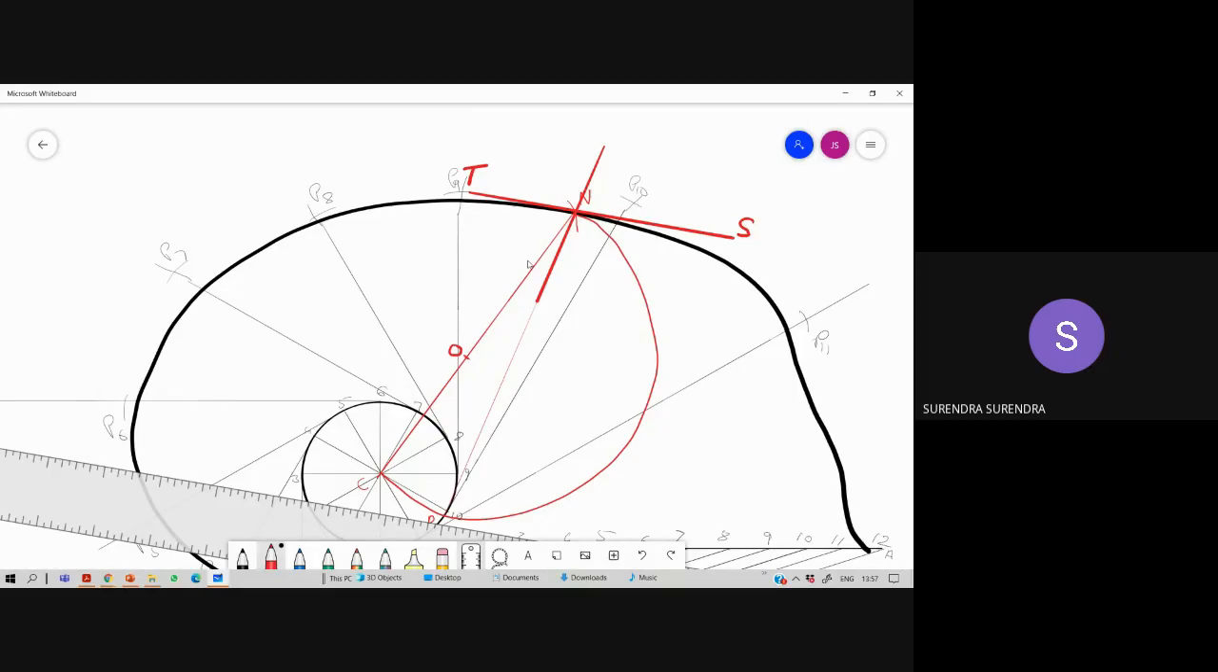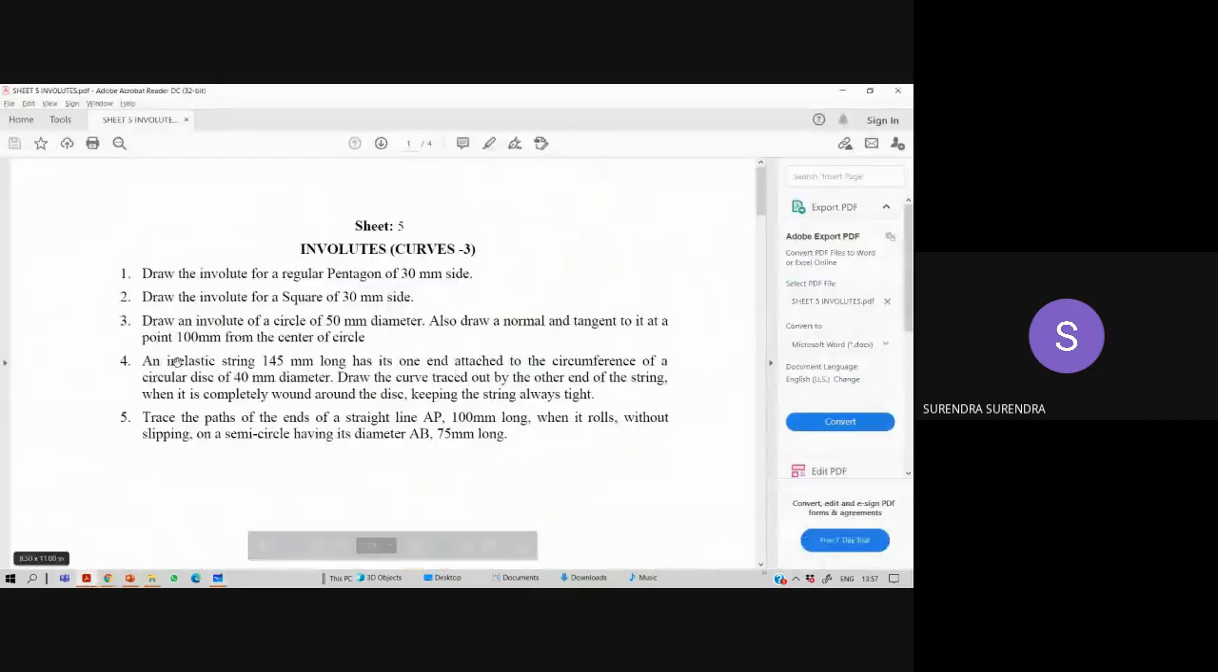So the next problem is when the length of the string is more than the circumference of the circle. If you observe the fourth problem, see the fourth problem. In the third problem, we simply draw the involute of a circle, which means one complete revolution is not given, but the default is one complete revolution. That is the third problem.